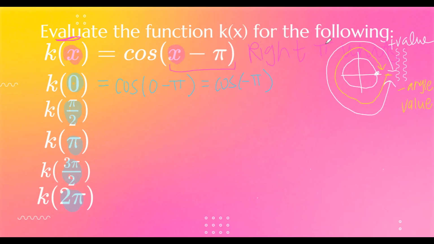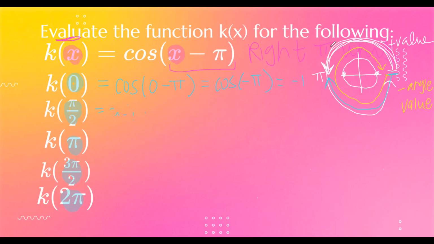So normally, positive pi is over here, right? That's positive pi. That's going in this direction. But if we go negative pi, still starting here, we end up in the same spot. So negative pi is still the same spot. The coordinate for that is -1, 0. So cosine of negative pi is -1. Let's do the next example.